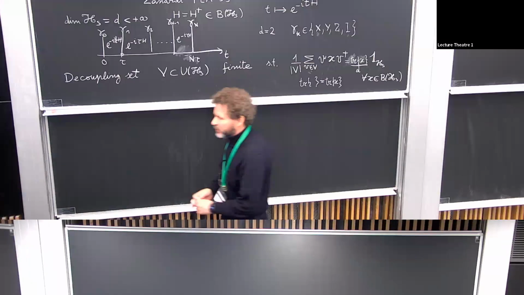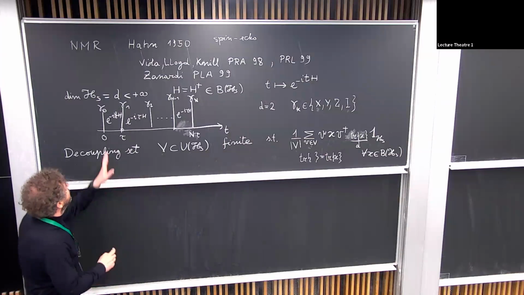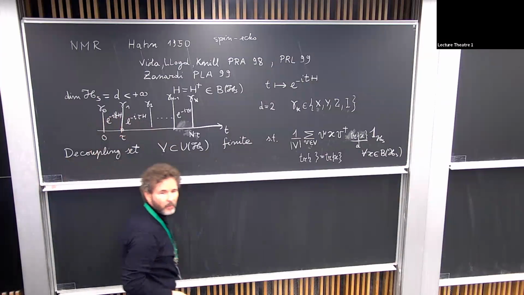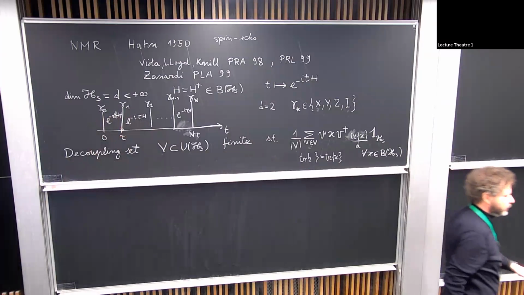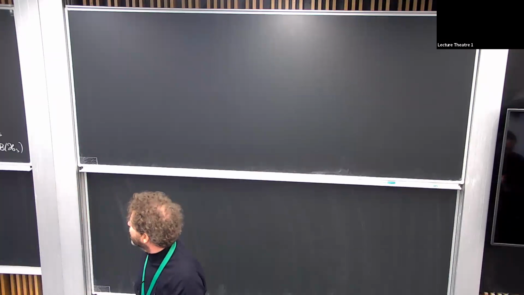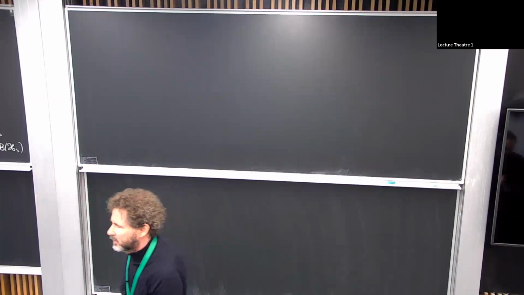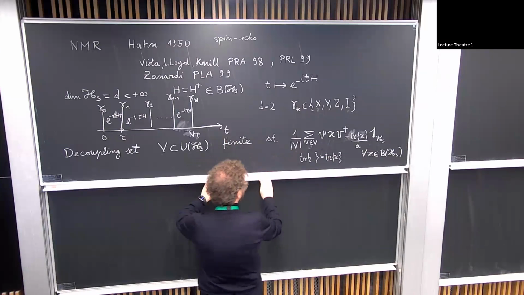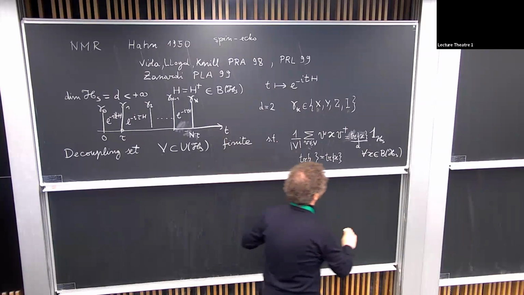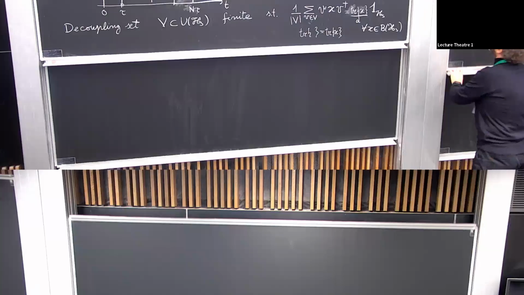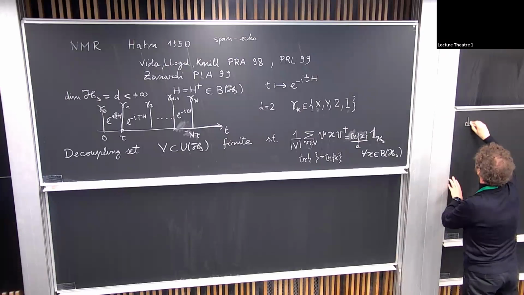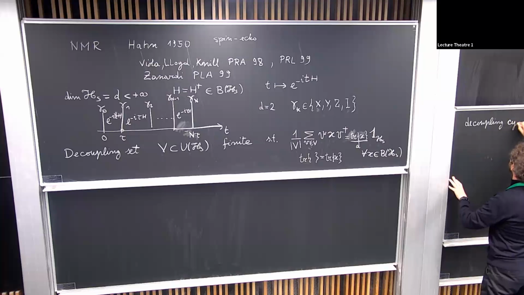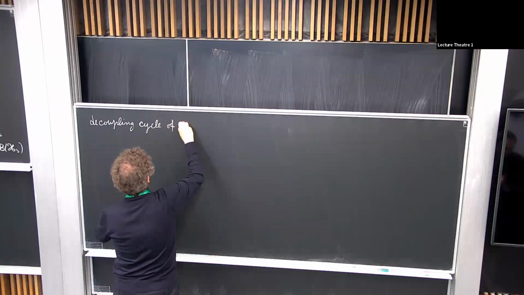Now, in order to implement my previous procedure, I have to understand what the protocol is. I have to decide which pulses to use. These pulses, of course, will be elements of the decoupling set. So I will introduce the concept of a decoupling cycle, a cycle of length L.